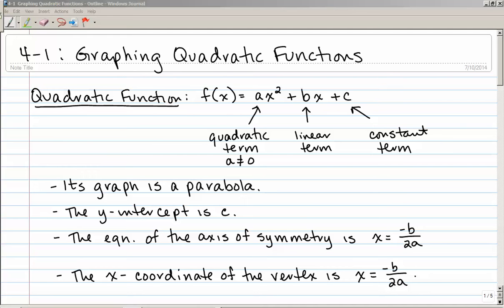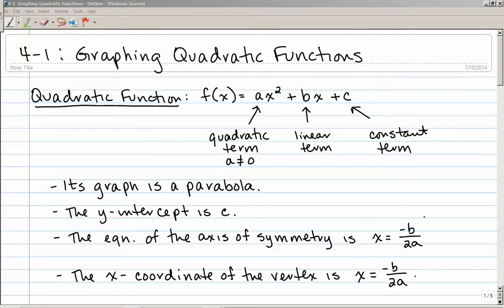The graph of any quadratic function is a parabola. Its y-intercept, where it crosses the y-axis, is whatever the number is in c. And you'll probably remember this from Algebra 1. The equation of the axis of symmetry is x equals negative b over 2a. Every parabola is symmetric, and it has a vertical line that is that line of symmetry. The x-coordinate of the vertex is also negative b over 2a.